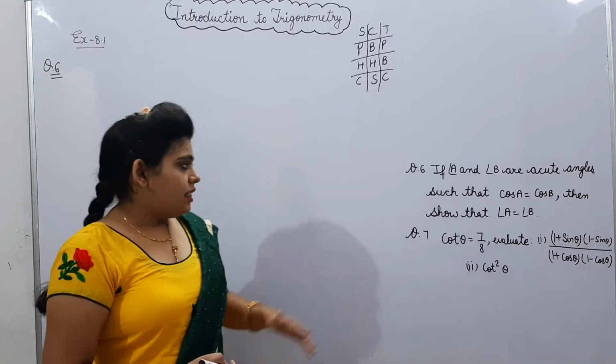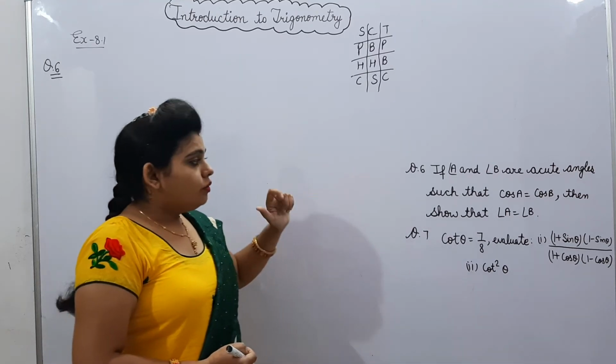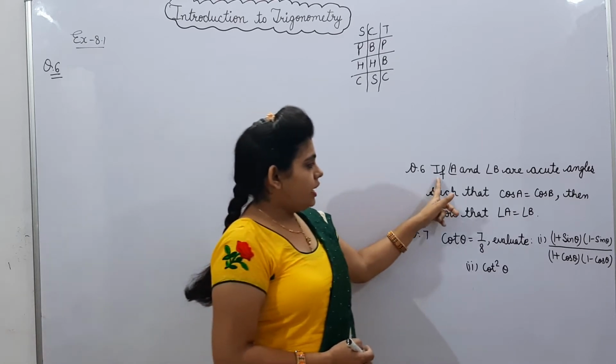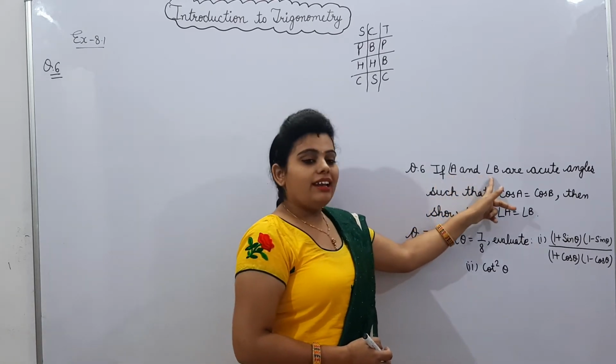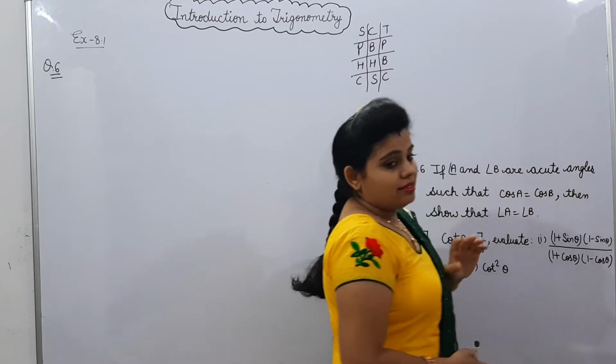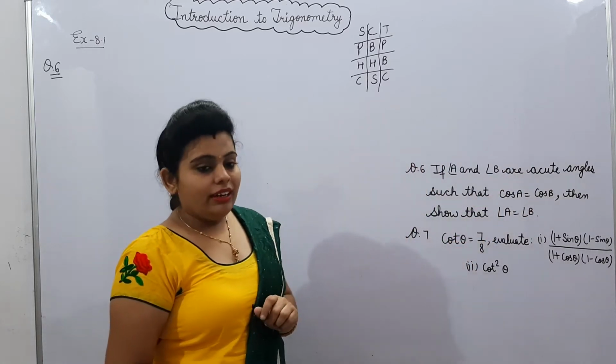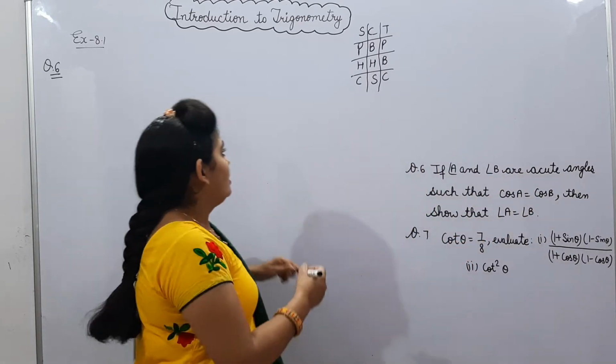Yes, dear students. Now question number 6. What is given in question number 6? If angle A and angle B are acute angles, a triangle is given. Let the triangle be ABC.